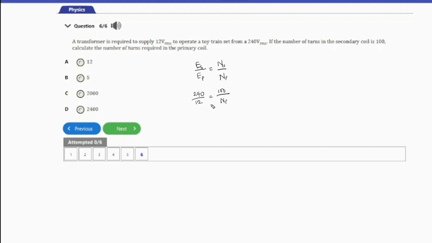So if we make X the subject of this equation, we are going to have 240 times 100 over 12. So this will give us 2000. And that's it for this question. Option B is the answer to this question. So that's it for this, guys.